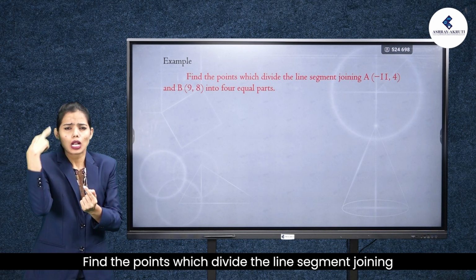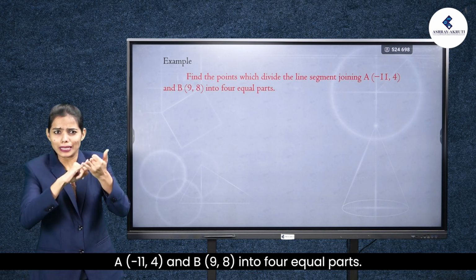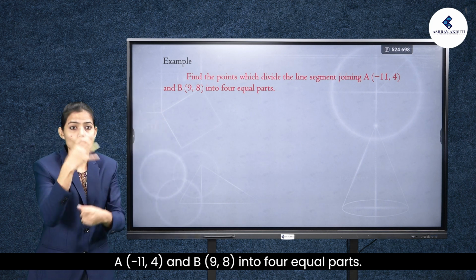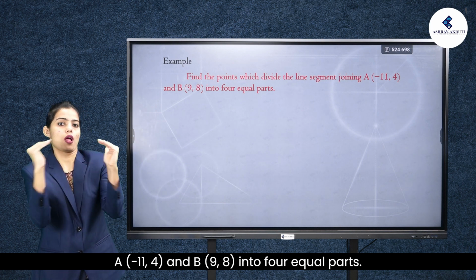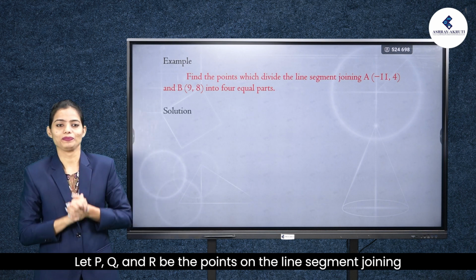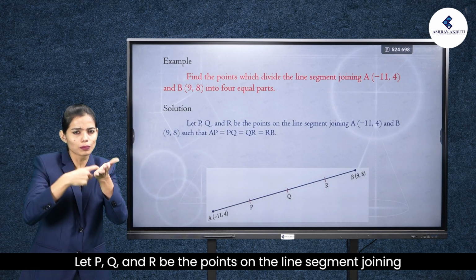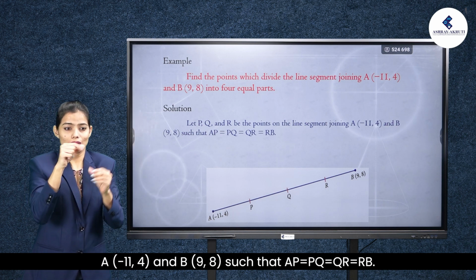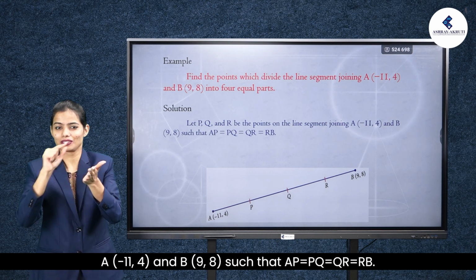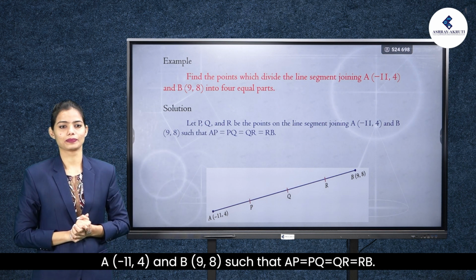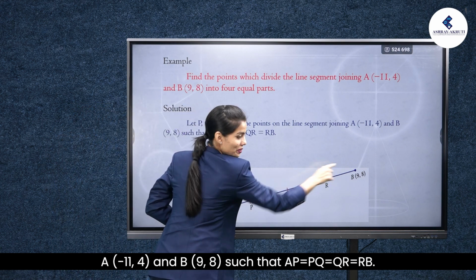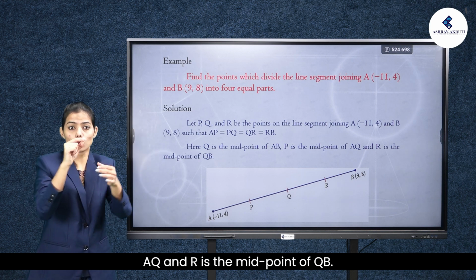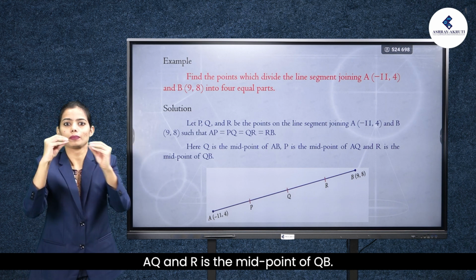Find the points which divide the line segment joining A (minus 11, 4) and B (9, 8) into 4 equal parts. Solution. Let P, Q and R be the points on the line segment joining A (minus 11, 4) and B (9, 8) such that AP is equal to PQ is equal to QR is equal to RB. Here Q is the midpoint of AB, P is the midpoint of AQ and R is the midpoint of QB.